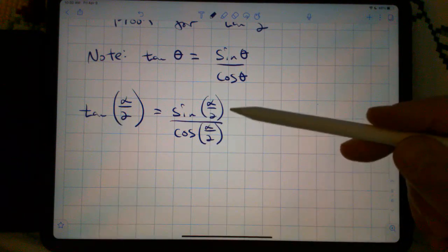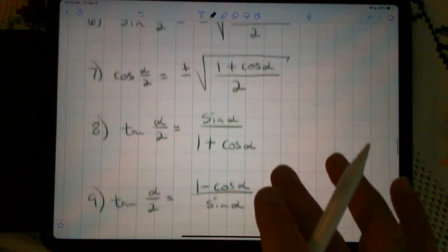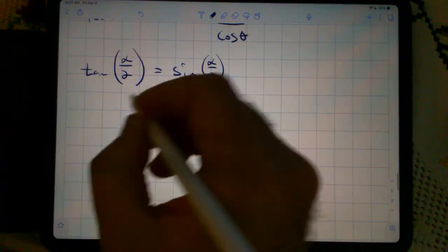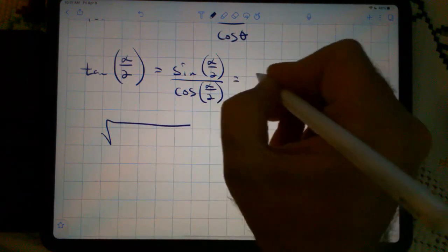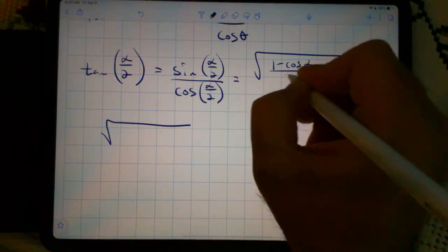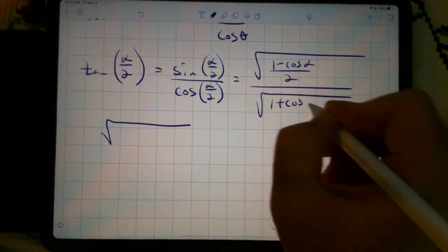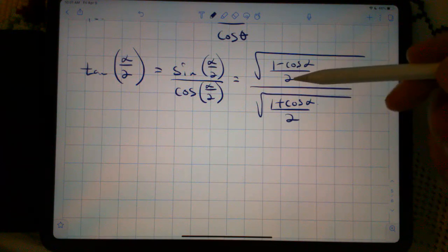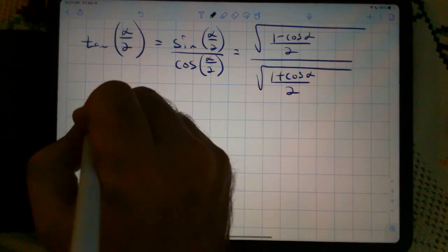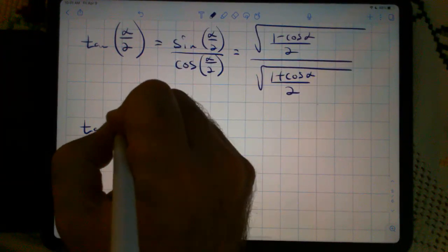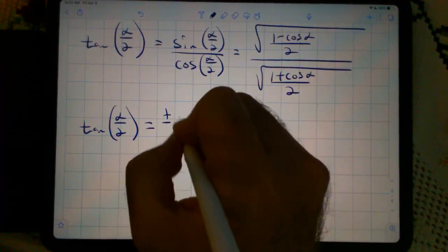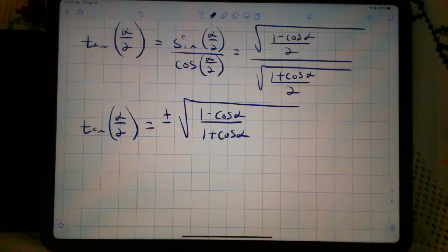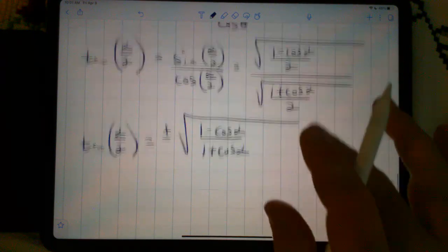So tangent alpha over 2 is equal to sine alpha over 2 divided by cosine alpha over 2. Sine alpha over 2 is the square root of 1 minus cosine alpha over 2. When you are dividing radicals with the same index, you can combine the radicals. The same 2 denominator on both of these will give us, and that is one of the tangent alpha over 2's.